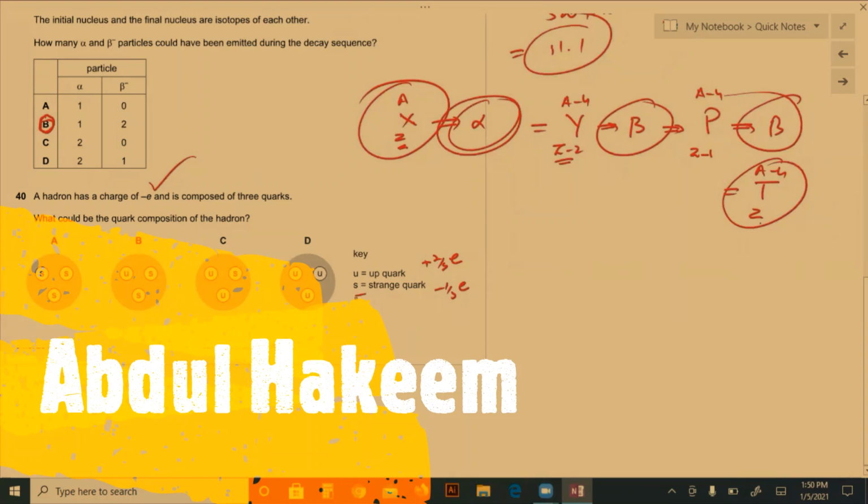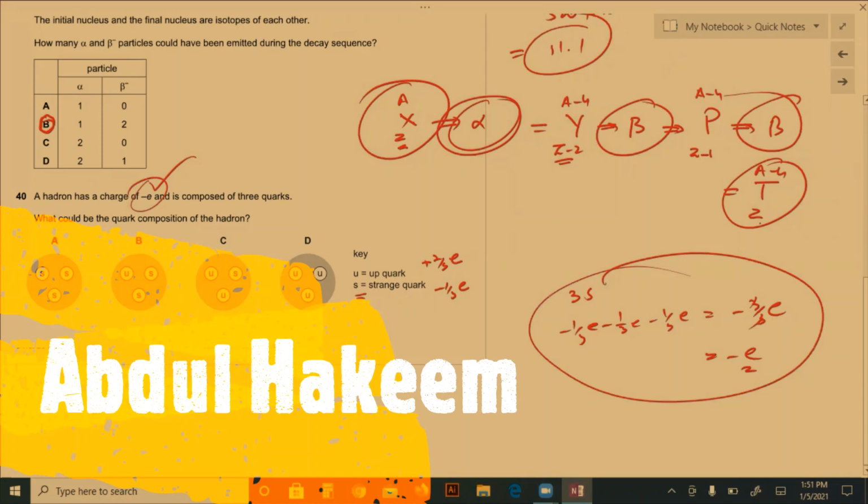So if we select 3 strange quarks, so minus 1 by 3 elementary, minus 1 by 3 elementary, minus 1 by 3 elementary. So this becomes minus 3 by 3 elementary. So the 3 cancels, it becomes minus e. So it means this minus e charge is the combination of 3 strange quarks. So A is the option. So when 3 strange quarks are added, the final answer will be minus e. So this is the option.